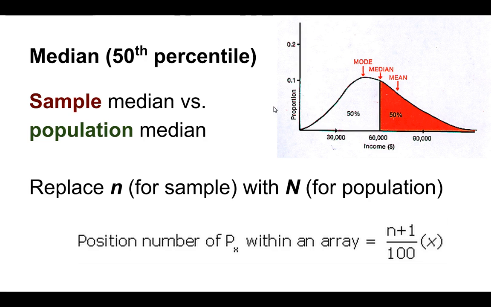Now, what about the median? That's the second type of measure of central tendency. So the median is the 50th percentile. You've done it. That's the last video we did. So again, we've got a sample median versus a population median. And all you have to do is replace the lowercase n for the sample with the uppercase N for the population. And the formula for the median is merely the position number of the 50th percentile within the array. So that'll be n plus 1 times 50 all over 100, n representing the number of items in the sample.